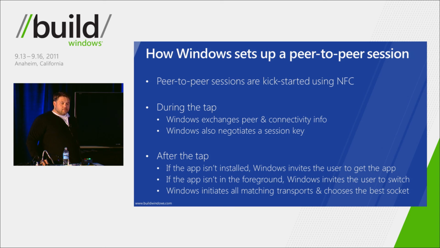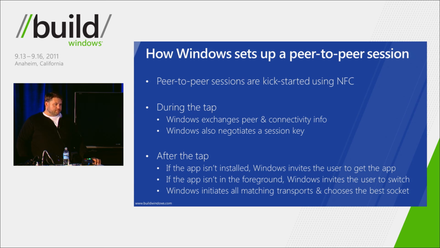After the tap, a number of things happen. If the app is not installed, then Windows invites the user on the other end to get the app if they like. And it opens up the store and navigates to the page for the app. So if I, for example, didn't have Bitbox installed and Priya wanted to play Bitbox with me, then I would be invited to the store to go get Bitbox. If the app isn't in the foreground but it is installed, then Windows will go ahead and invite the user to switch. And you'll see a toast, and then I can move over to the app. And so through a simple toasting model, the user is able to get into the right context.